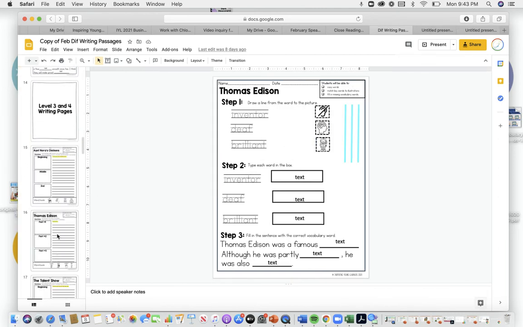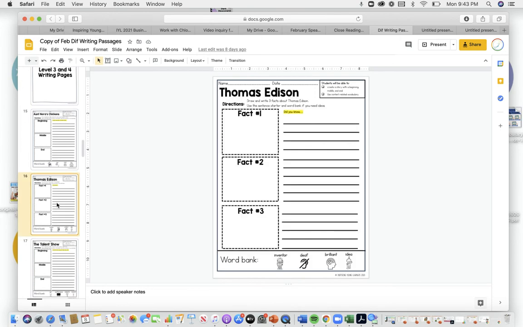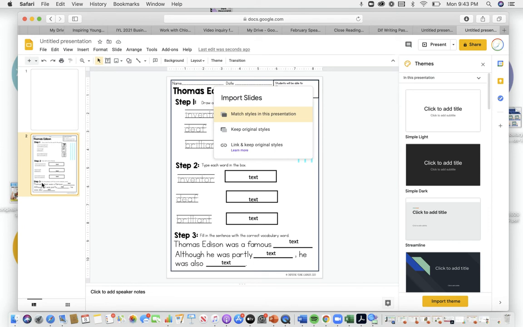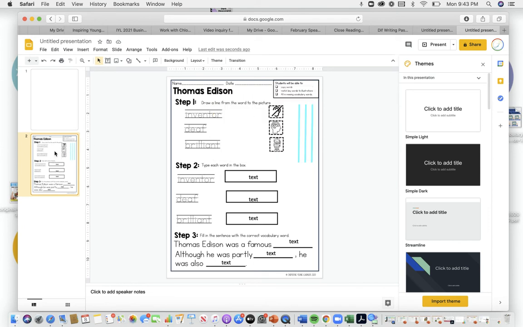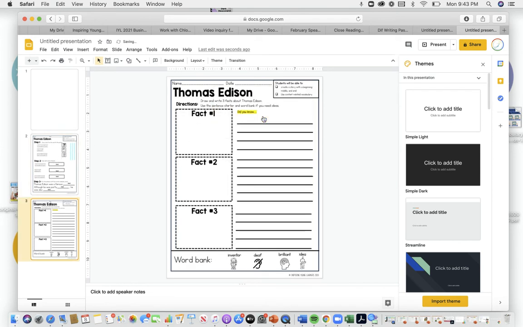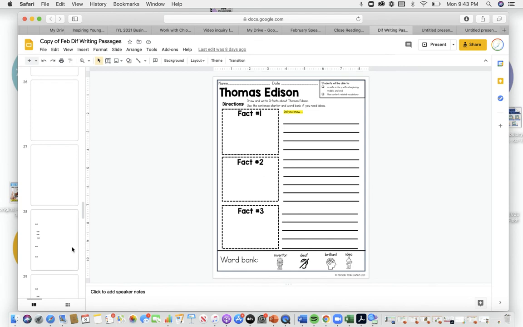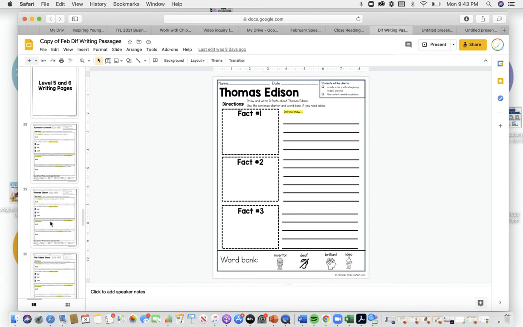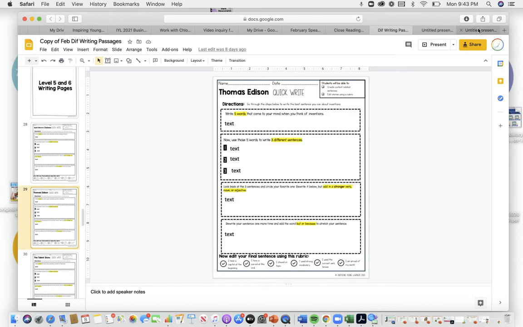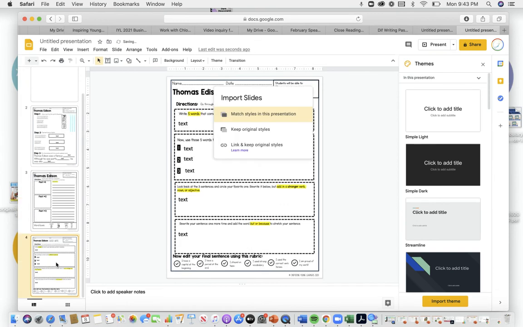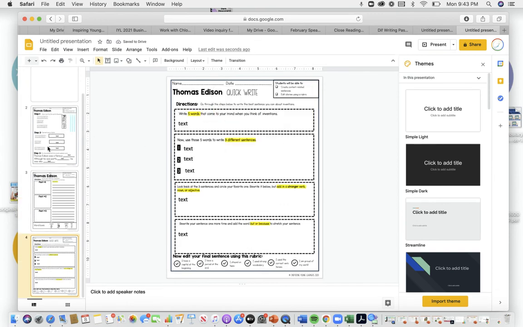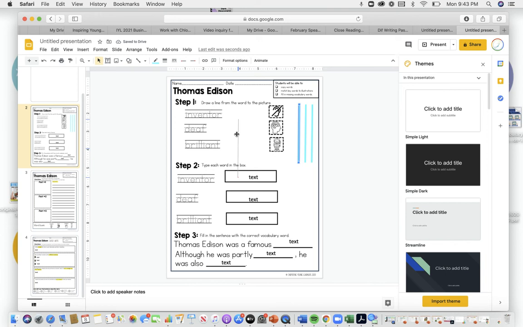There's level 1 and 2, which are copying the words, matching the pictures. There's level 3 and 4, which they'll be writing some facts about this. And then there's level 5 and 6, which are some quick writes and expanding on sentences. So you could have your students start with level 1 and 2. So here you're going to have them connect the line to the picture.